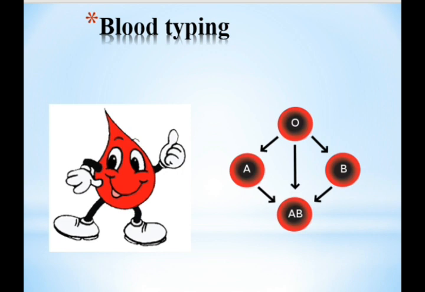But what about O? If somebody with O blood wants to transfuse to the other person, make sure that the other person would also have O blood. So if you are O blood but you receive blood from A, B, or AB, your body will fight it, because to your body, A and B antigens are foreign.